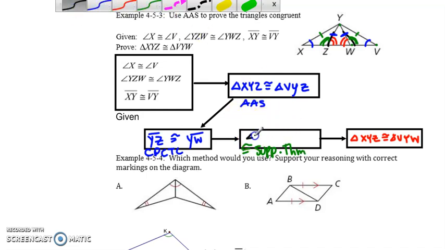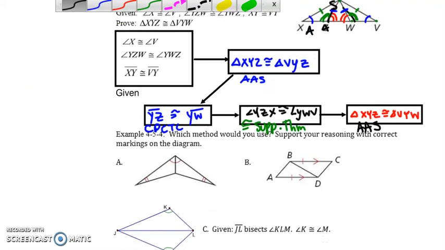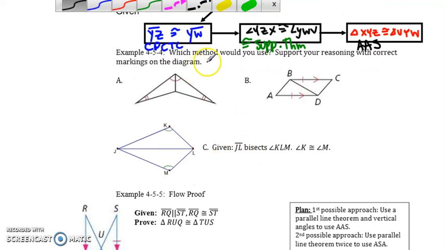So that is angle YZX congruent to angle YWV. So now we have this angle. Now we can use angle, angle, side to show those end triangles are congruent. All right, down here, which method would you use? Well, let's mark anything that's not marked, like this right here, reflexive. So we have an angle and a side. So we could use angle, angle, side.